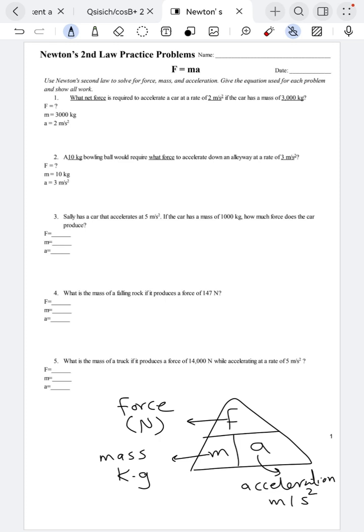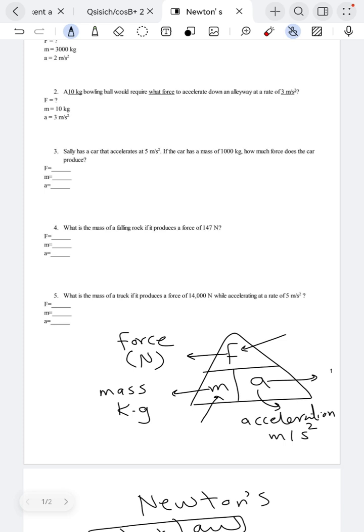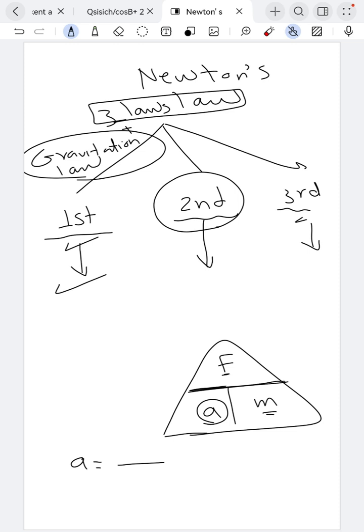So we can use this triangle to calculate whatever the question asks about: the force, mass, or acceleration. How can I use this triangle? For example, here we can put F here, A or M, whatever. We can put M here or here. It's the same thing. So how can I use it if he asks about the acceleration? We can say A equals F over M, because this line means there is a division here, so A equals F over M.